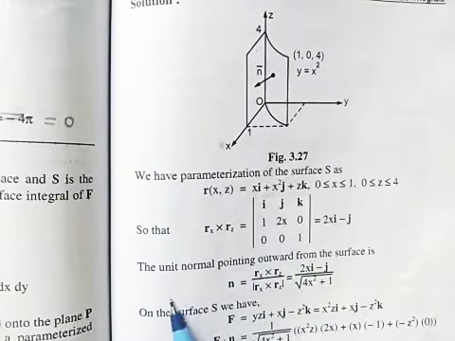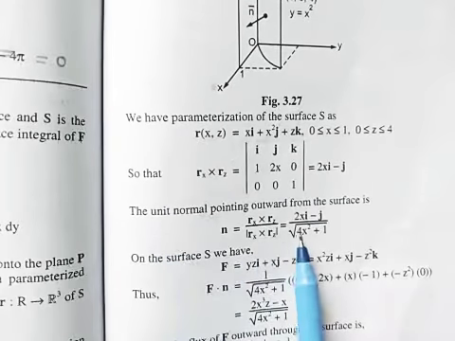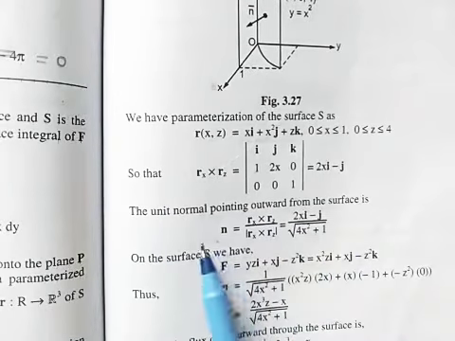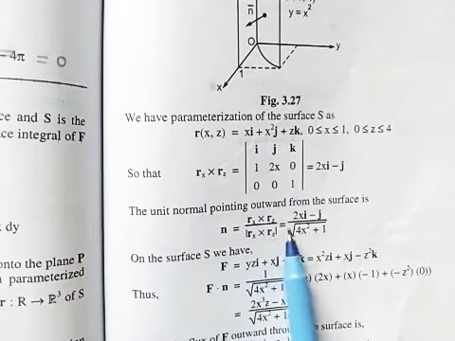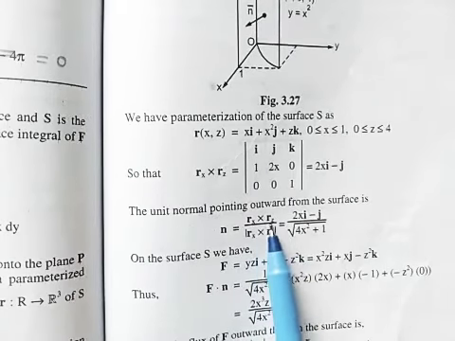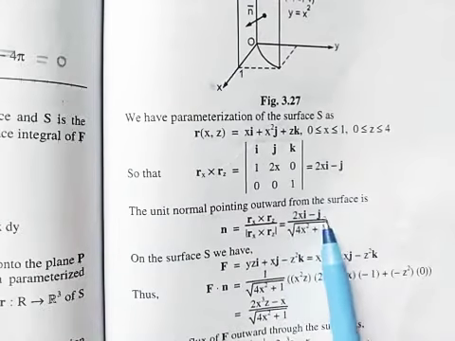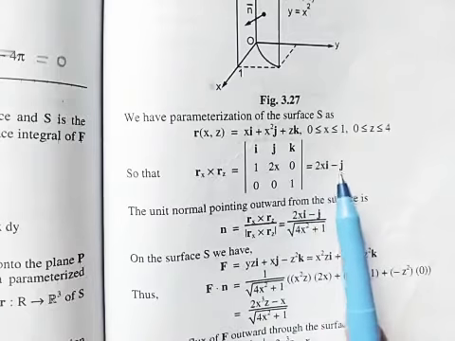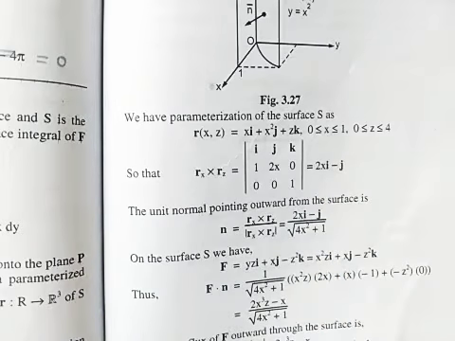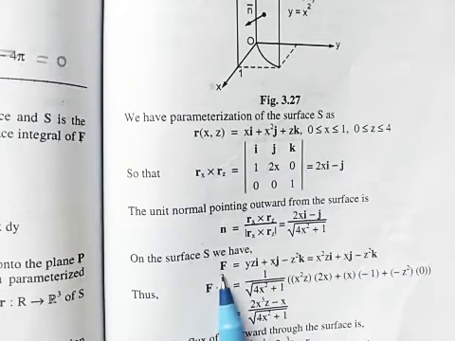So from this what do we calculate? We calculate the unit normal outward from the surface. That will be Rx cross Rz upon the mod of Rx cross Rz, which is equal to 2xi minus j upon the mod of this, which will be the square root of 2x squared, that is 4x squared, plus 1 squared, that is 1. This is our n.